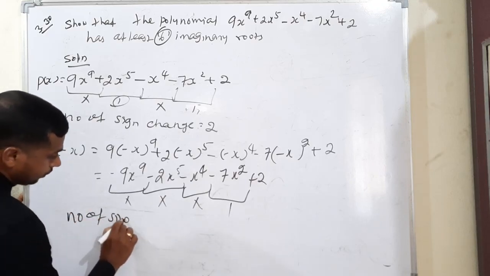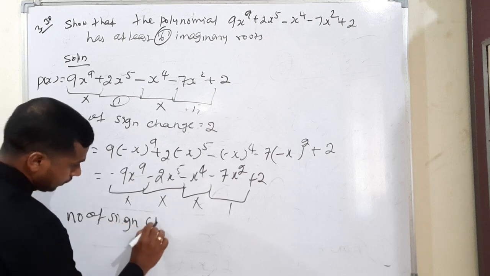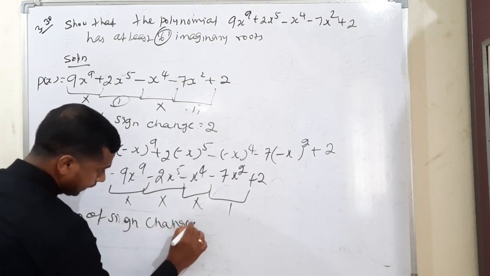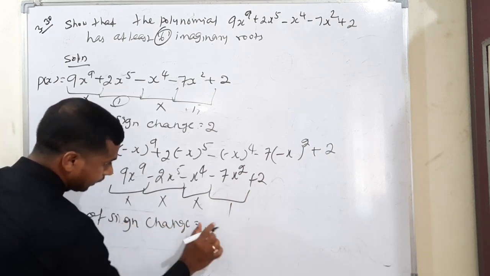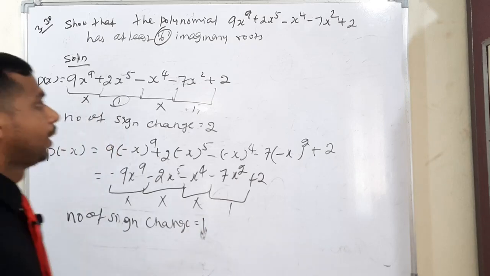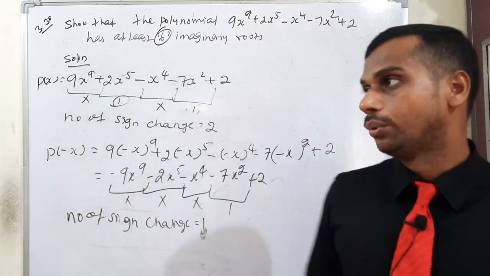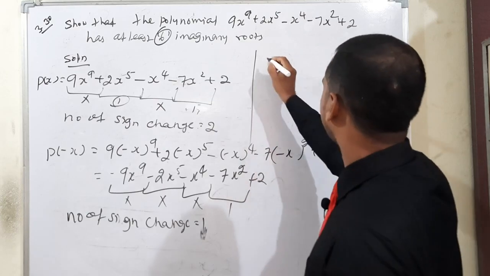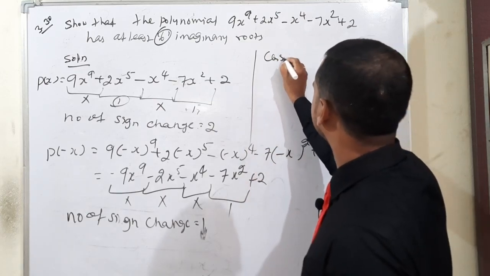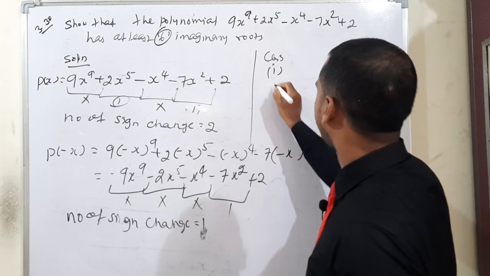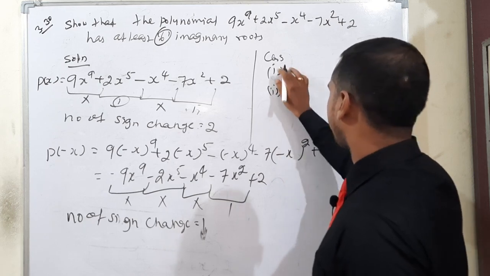The number of sign changes is equal to only 1, isn't it? Only 1. So, we have to show actually 6 imaginary units, isn't it? So, for this case, how many cases are possible? 1 and 2 cases.